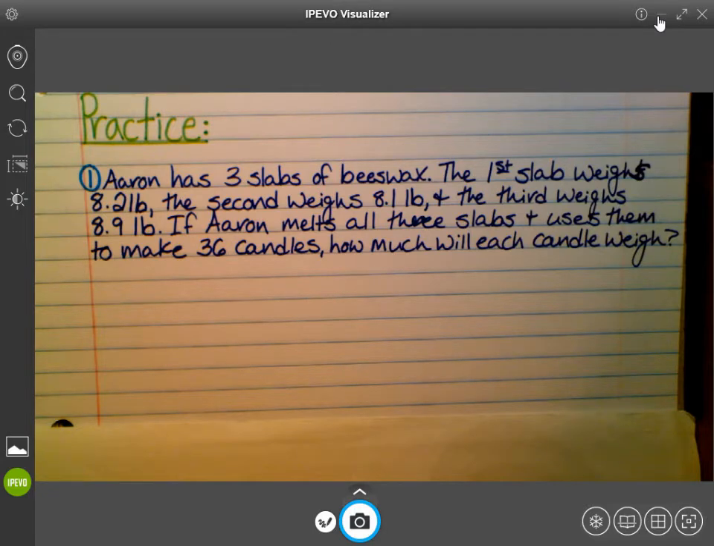Weighs 8 and 2/10 pounds. The second weighs 8 and 1/10 pounds. And the third weighs 8 and 9/10 pounds. Aaron melts all 3 slabs and uses them to make 36 candles. How much will each candle weigh?